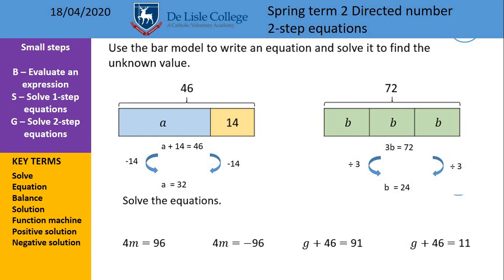Okay, so hopefully you've had a good go at those and ended up with the answers as below. So for the first one, you should get m is 24. You would just divide by 4. Second one, you divide by 4 again, but being very careful, it's a negative number. So minus 96 divided by 4 is minus 24. For the next one, for g, you would need to take away 46 from both sides, and g would be 45. And then on the next one, same method again, you would take away 46, and that will leave you with a negative number, because 11 minus 46 is minus 35.